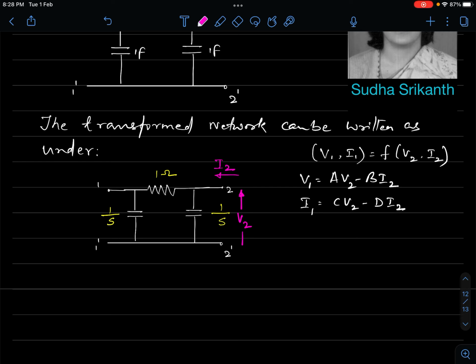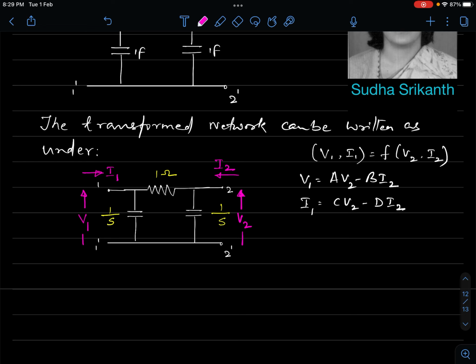How do we say so? Arrowhead indicates a positive polarity, always. So we know this convention. This is V1 with 1 at the positive polarity and 1 dash being negative, and I1 is the current into the port. Positive currents are supposed to be flowing towards the port, into the port. So I1 and I2 are respectively the input current and output current flowing into the port.